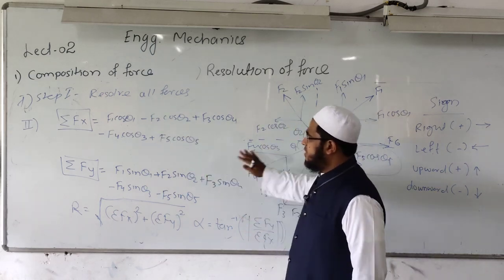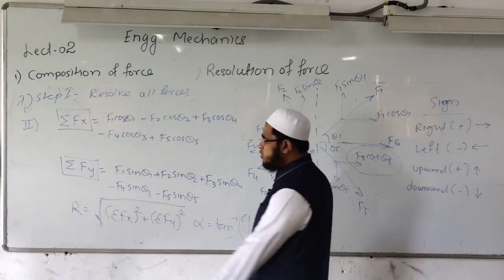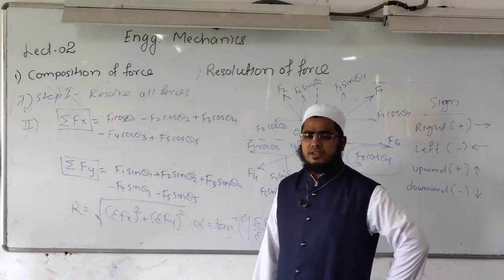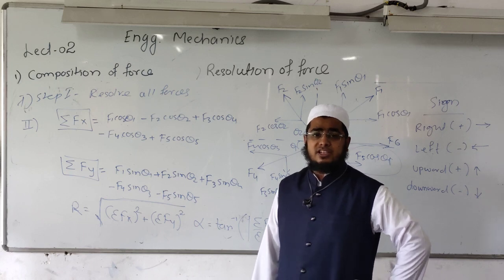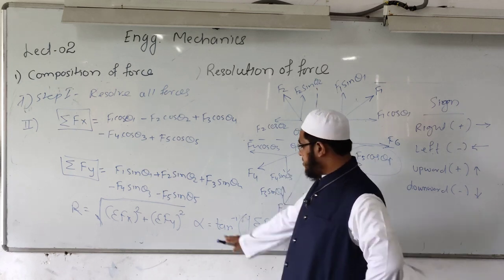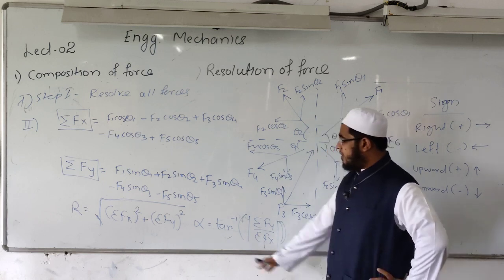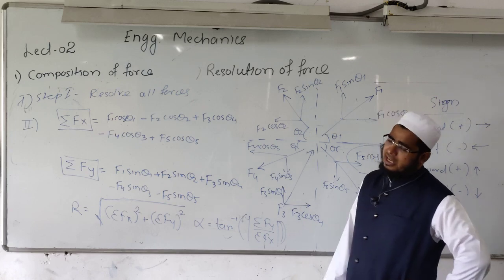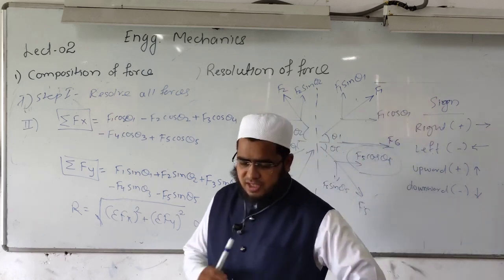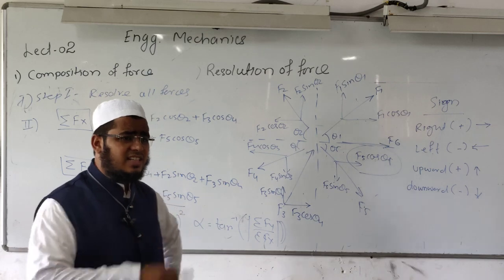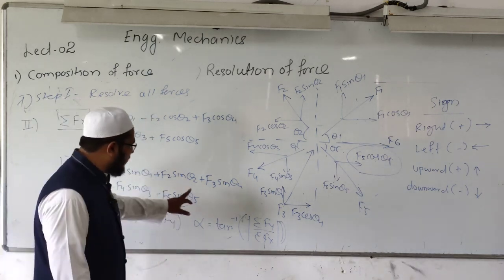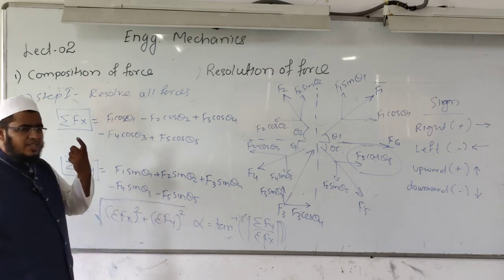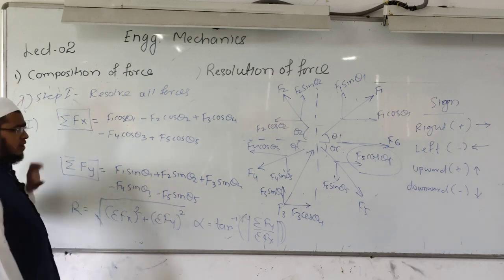After completing this summation Fx and summation Fy, we will use this formula R equals under root of summation Fx square plus summation Fy square to determine the magnitude of the resultant. And the direction of the resultant is given by alpha equal to tan inverse mod of summation Fy divided by summation Fx. But a very important question is, in which quadrant is this resultant acting? The decision of the quadrant of the resultant depends on the sign of summation Fx and summation Fy.